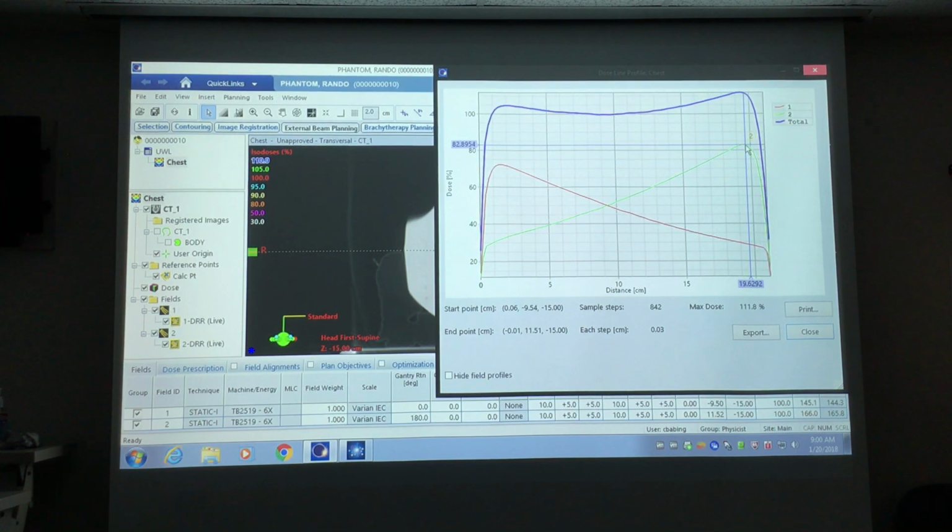Dmax is at 19.5. Remember, my 0 is in reference to the entrance at the AP. The phantom is 21 centimeters thick, so if I go 1.5 centimeters from the posterior of the phantom for Dmax on the PA, I'm at 19.5, and then I get a fall off after that.